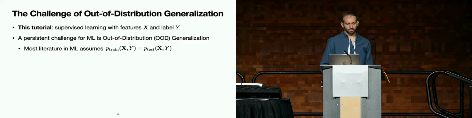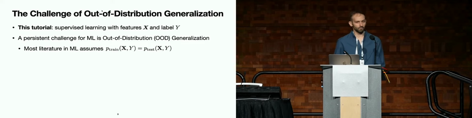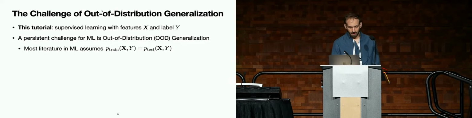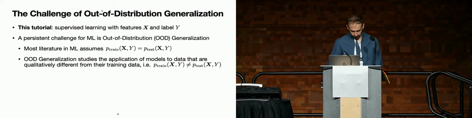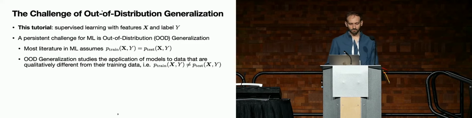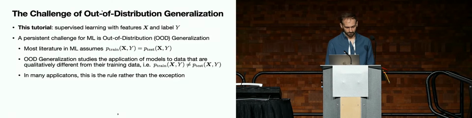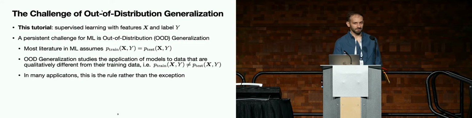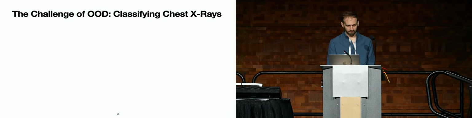While most literature in machine learning relies on the assumption that the training distribution of X and Y equals the test distribution, OOD generalization, which we are interested in, studies the cases where this equality breaks, and the model is evaluated on data that is qualitatively different from its training data. That is, p-train does not equal p-test. This case is commonly referred to as distribution shift. And of course, in many applications, this is the rule rather than the exception.